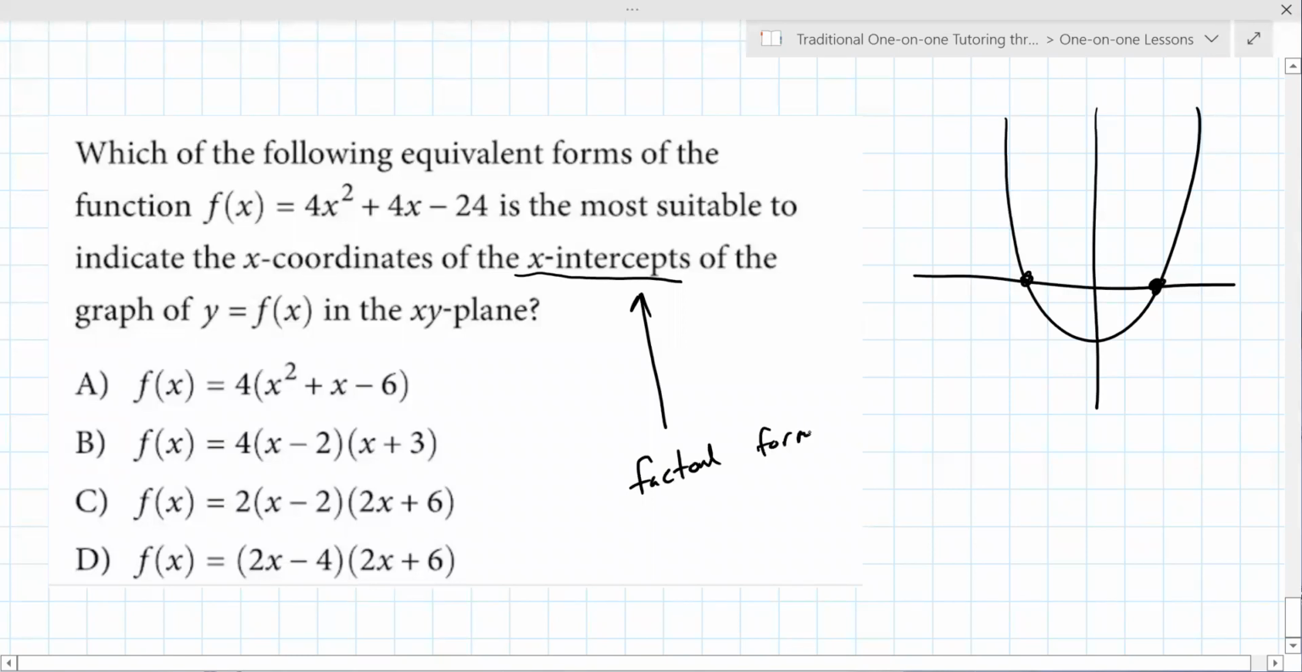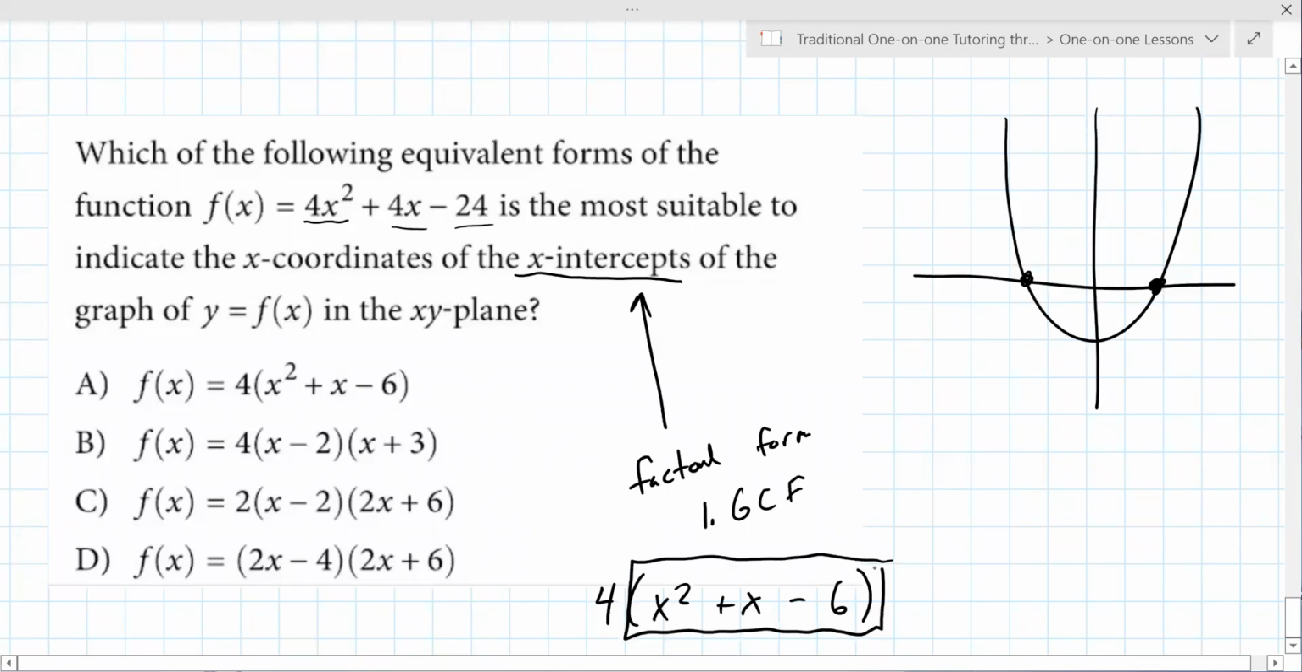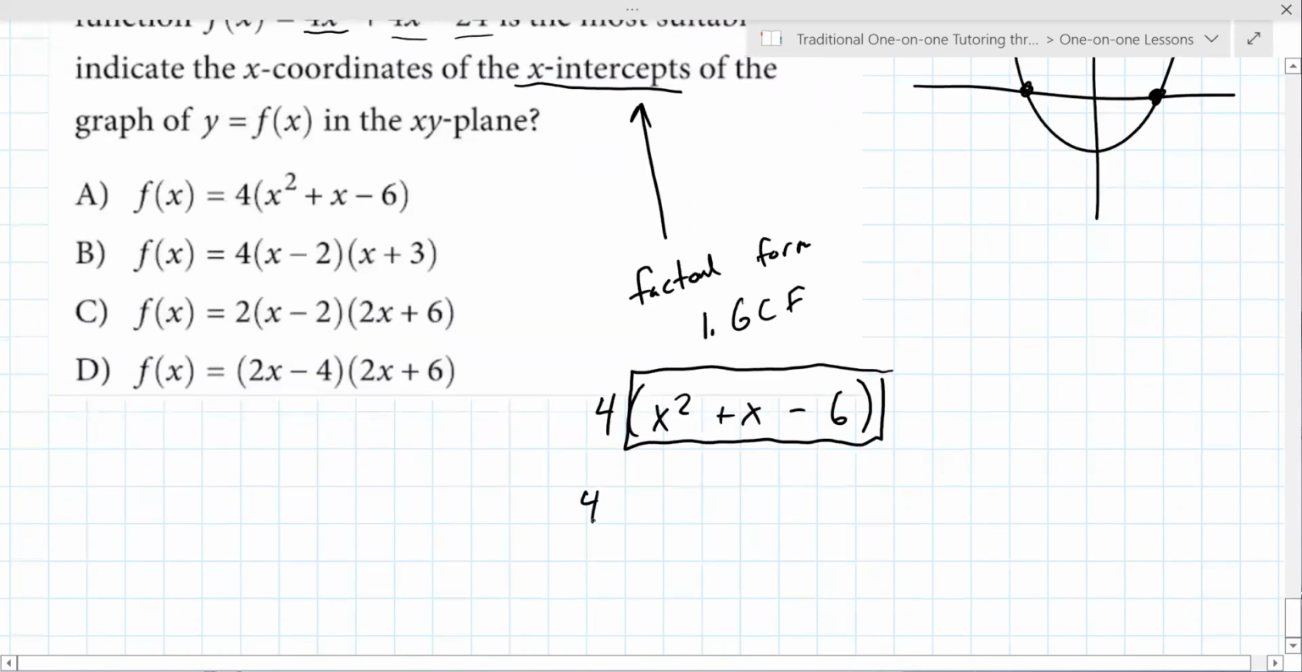We talked about factoring a couple lessons ago. Do you remember what the first type of factoring you should always do is? No. It's the greatest common factor. So what number or variable goes into all three of those? 4. So it's 4 times x squared plus x minus 6. Now you might think that A is the correct answer, right? But does this help you to figure out the x-intercepts as it is, or can you factor it further? You can factor it further.